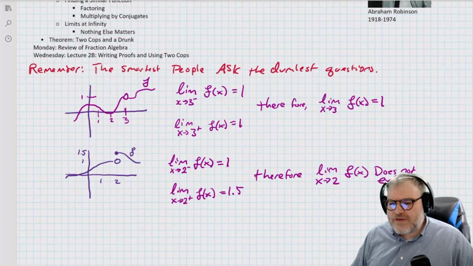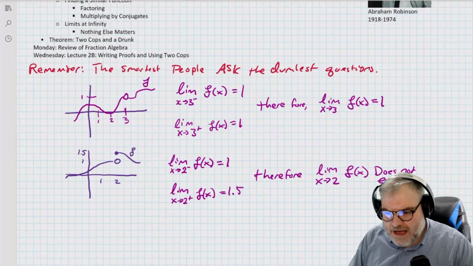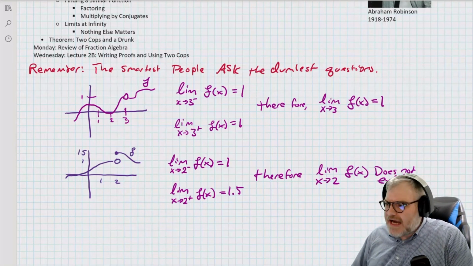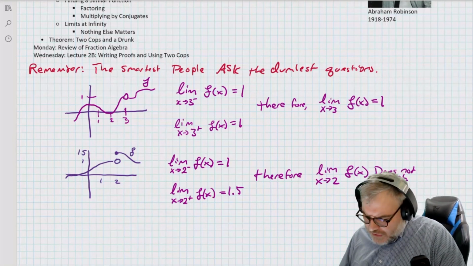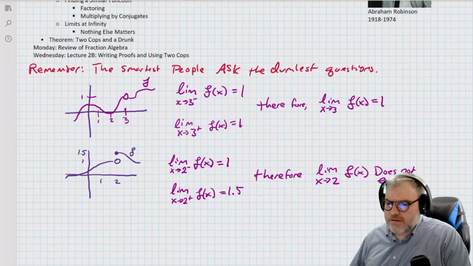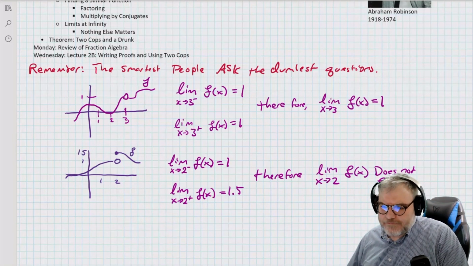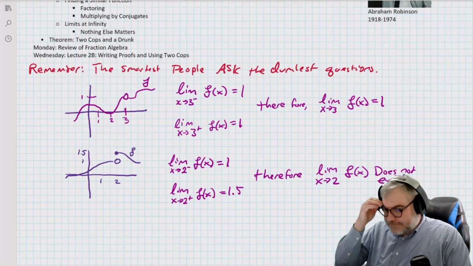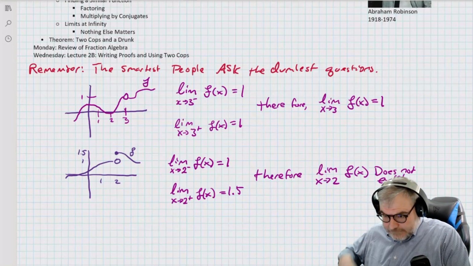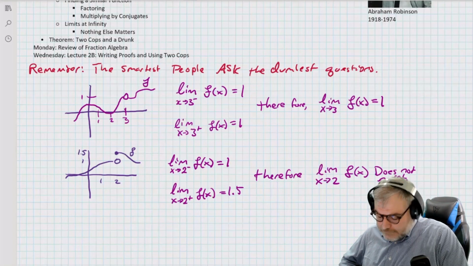Okay, so how do we feel about that? This idea from peer leading where I had to have the limit from the left equaling the limit from the right. How do we feel about that?